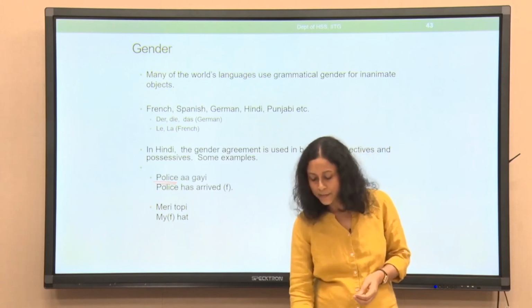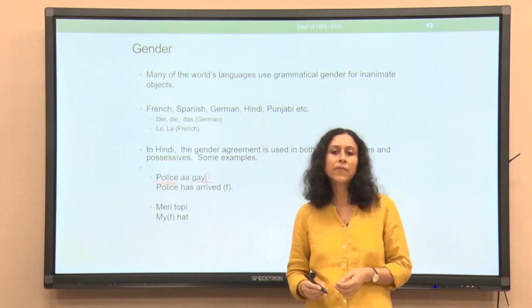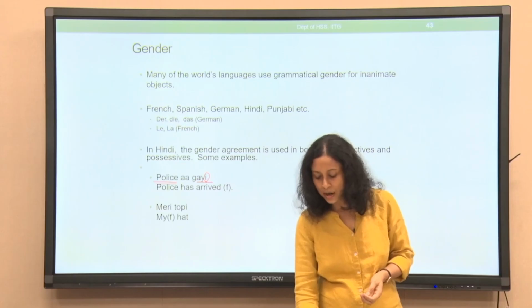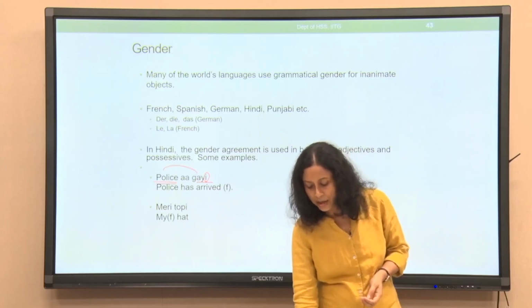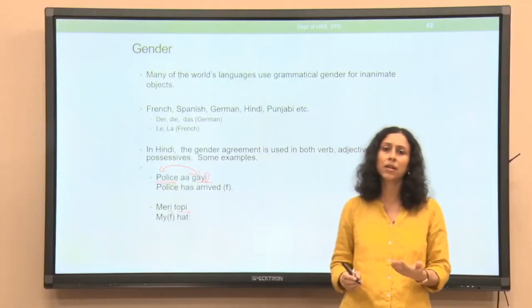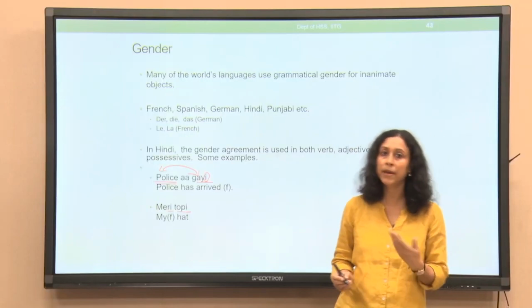That is how you will see police aa gayi. This part denotes the feminine gender of the entity in this case. So, this is how you have an agreement between the noun and the verb, because it is feminine. Similarly, topi. So, this is a possessive. This topi has feminine gender, that is how you have meri topi, but if ghar is considered masculine, it will be mera ghar.